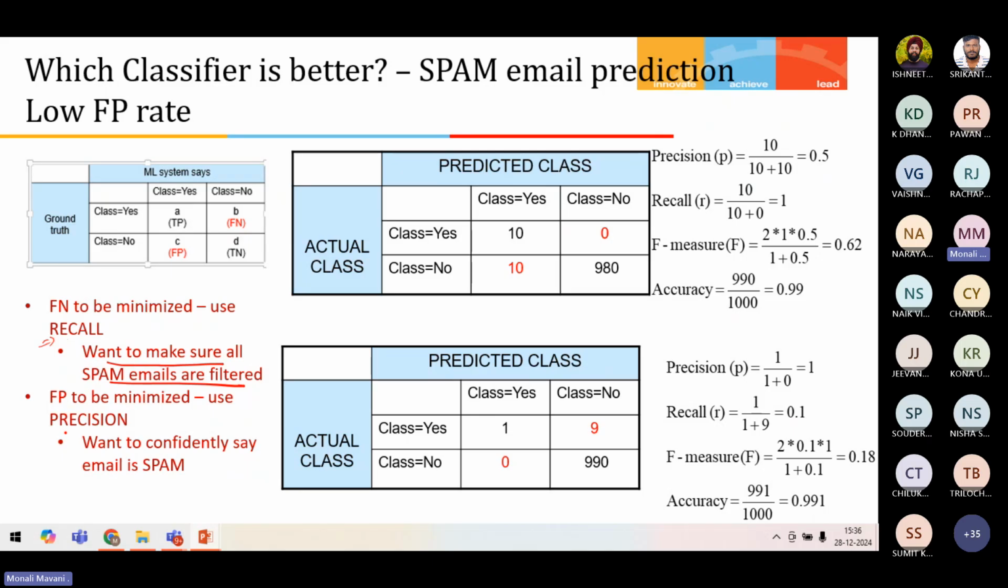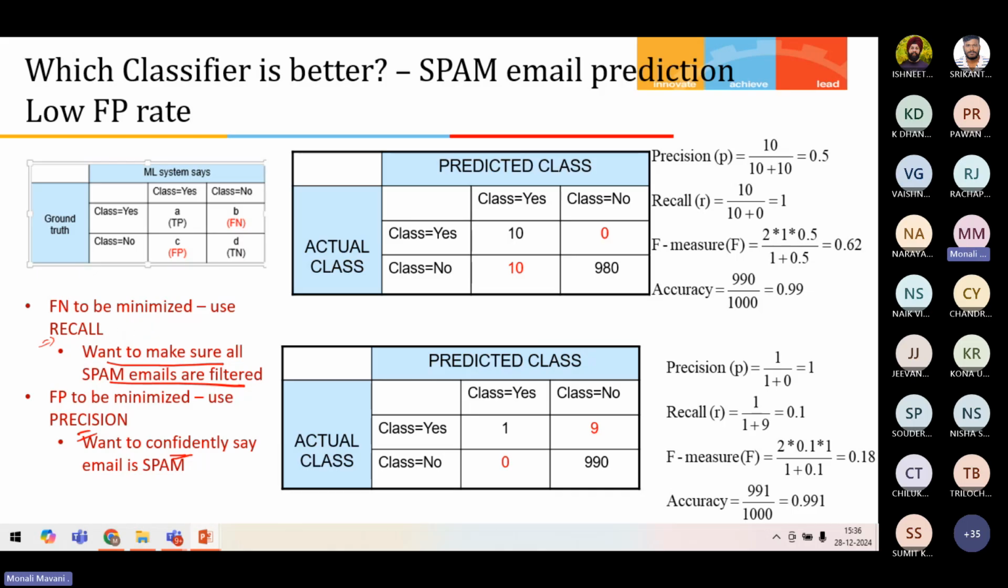But with precision, I want to confidently say that this is a spam email. I don't want any non-spam email to be tagged as spam. So in that case, I'll be interested in precision. Same problem: depending upon your objective, you'll be interested in recall or precision.